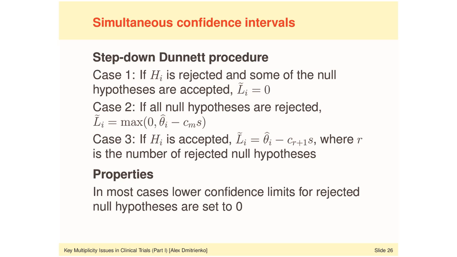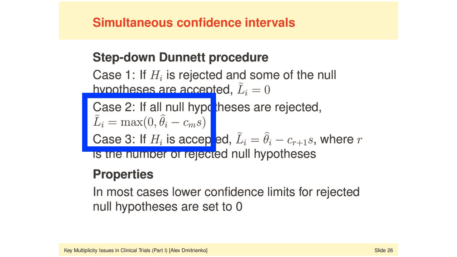It is also based on a two-step algorithm, which is very similar to the algorithm that we use to define simultaneous confidence intervals for the Holm procedure. First, as before, we apply the step-down Dunnett. We derive the set of rejected null hypotheses, and then we consider the following three mutually exclusive cases. Case number one, some hypotheses are rejected, some hypotheses are accepted, but if we assume that the current hypothesis H i is rejected, then the lower limit of the confidence interval for theta i is automatically set to 0.